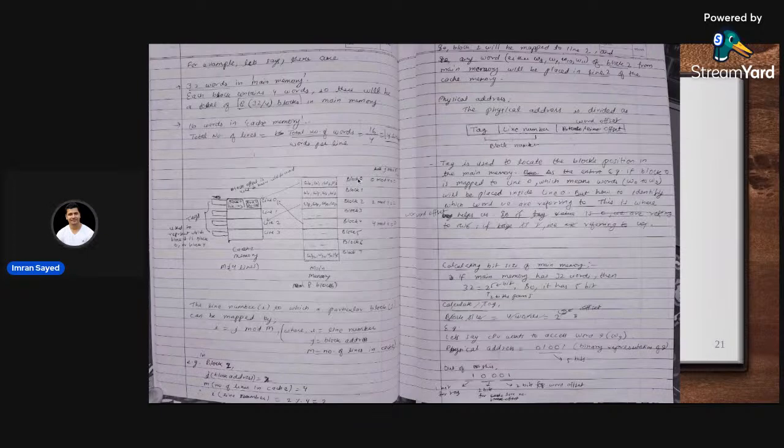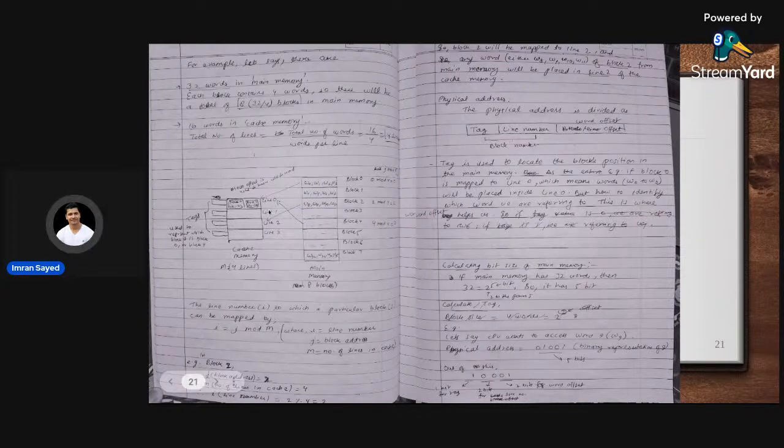Now, how do I map? There are different blocks over here, block 0 up until 7, and here we have line 0 to 3. So how do we know which block is mapped to which line in the cache memory? For that there's a formula: i equals j mod m. Mod means the modulus operator. So i is the line number, j is the block number, and m is the number of lines in the cache.